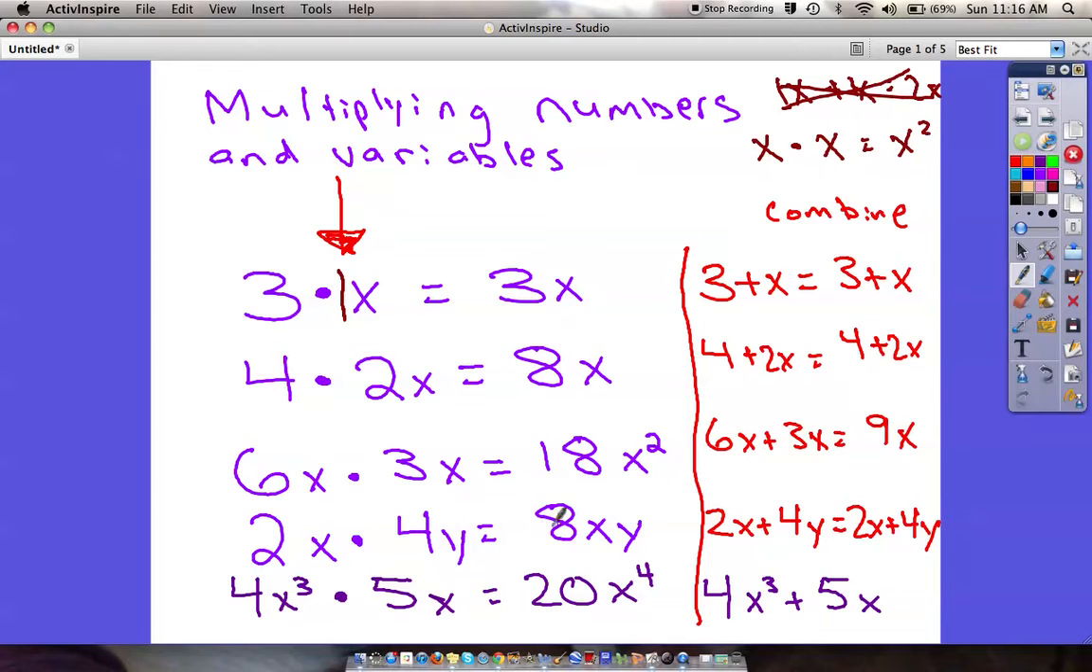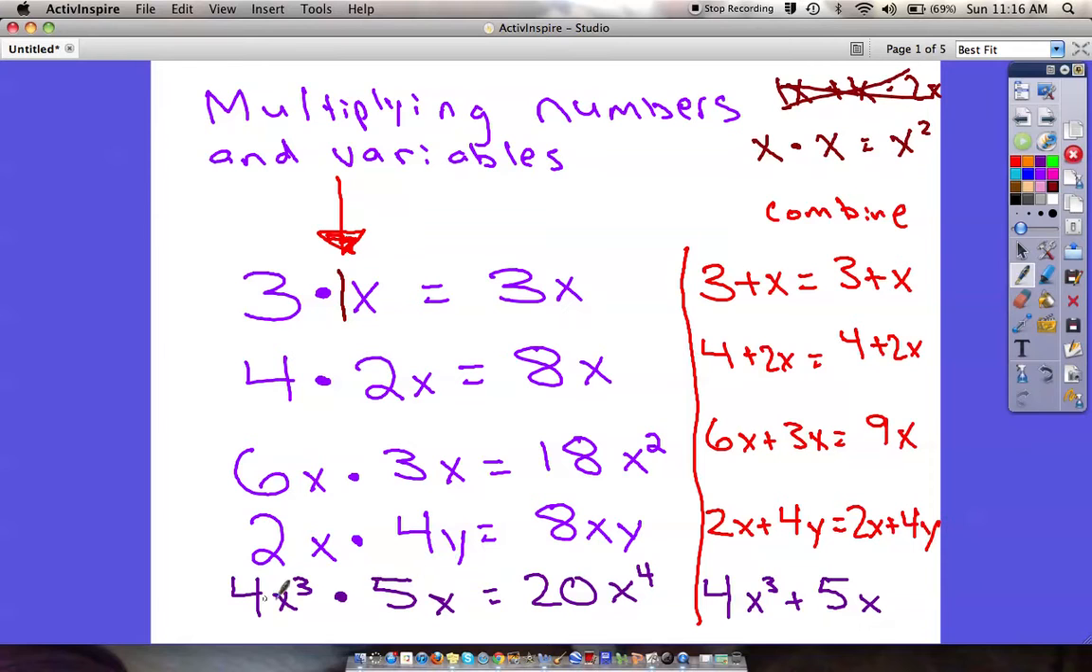The next one, we've got 2x times 4y. So all we do is 2 times 4 is 8, and then x times y, we just put that at the end. And remember, x times y doesn't make an exponent because they're not the same variable, but we can just put them at the end. And you've seen this before. This reads 8 times x times y. If they're all right beside each other, just like they are up here, that's multiplication.